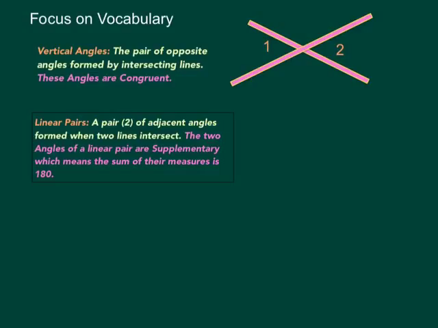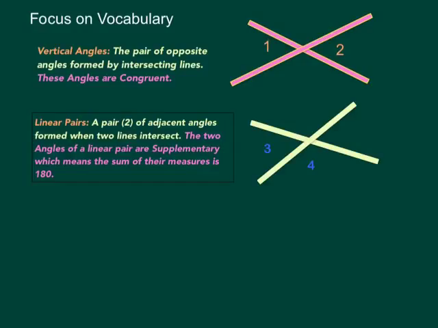Linear pairs, a pair of adjacent angles formed when two lines intersect. The two angles of a linear pair are supplementary, which means the sum of their measures is 180. For example, 3 and 4 are adjacent because they are right next to each other. These two angles form a line.